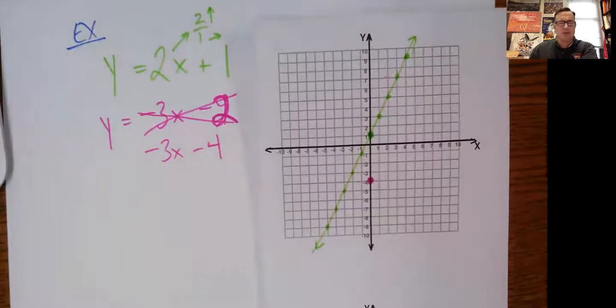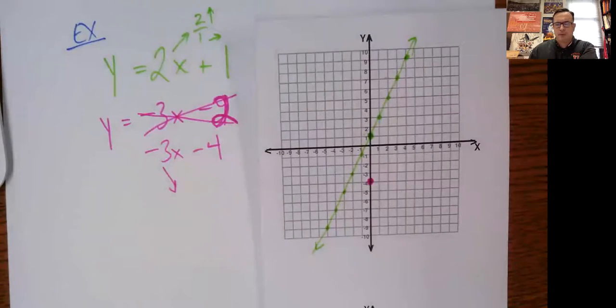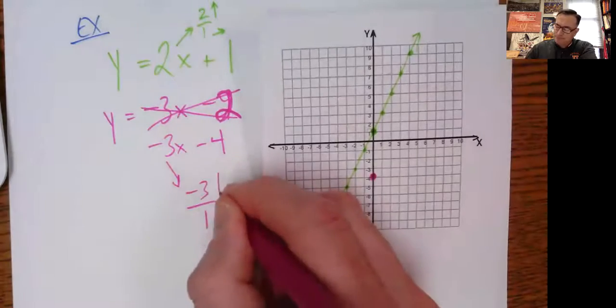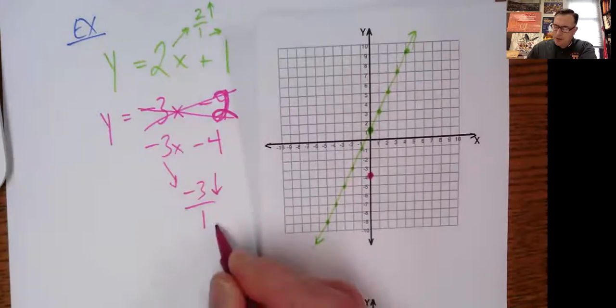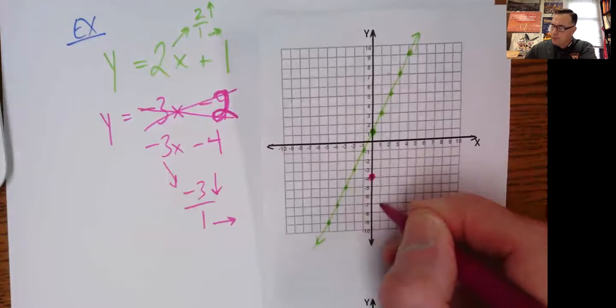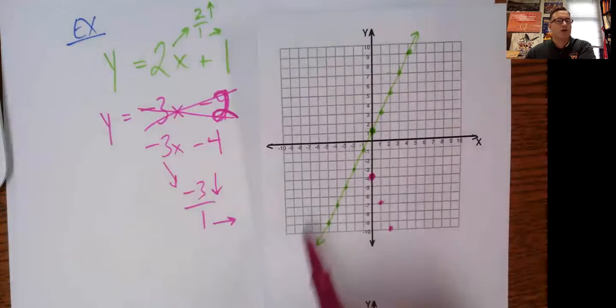And then I look at my slope. What is my slope here? Negative 3 over 1, which means I go down 3 and I go to the right 1. All right, so here, down 3 to the right 1, down 3 to the right 1. Now you notice if I keep going in this direction, will I cross this line at all?